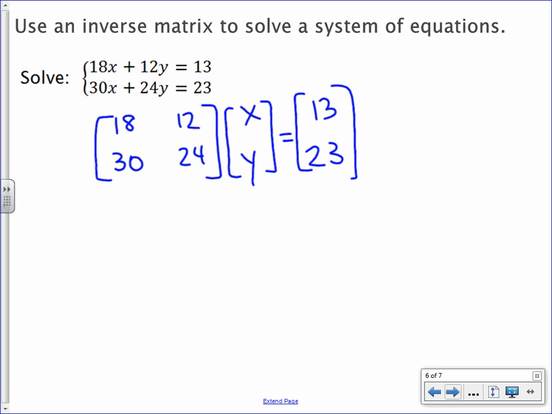That's a lot of boxes. Okay, it's a multiplication of two matrices that equals another. Watch. Row times column: 18 times x plus 12 times y equals 13. Right? Row times column: 30 times x plus 24 times y.